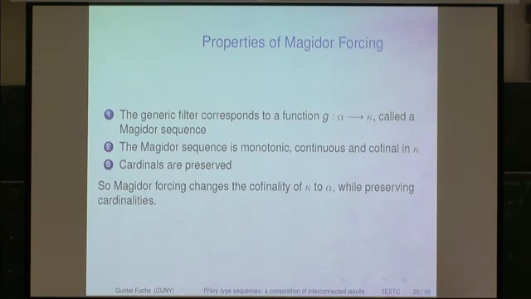Okay, so what are the properties? The generic filter corresponds to a function from alpha to kappa called a Magidor sequence. It's monotonic, it's continuous and cofinal in kappa, and it preserves cardinals. So it changes the cofinality of kappa to alpha. Let's say alpha was regular, then it would be exactly that. And it preserves cardinals.